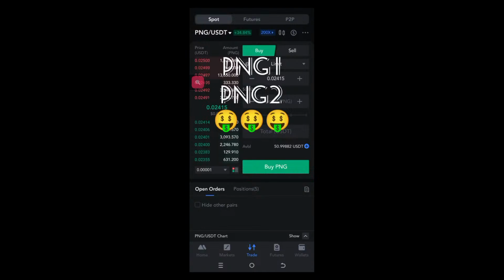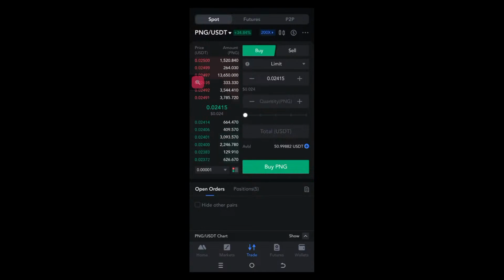PNG1, PNG2. Now remember that in PNG1, we got 55 cents. We were just trying to be conservative and just get out of the trade. And now we did the second one, and of course, this is awesome. We were able to get almost 2% on this trade. That's like 1.98%. Beautiful. Wow.